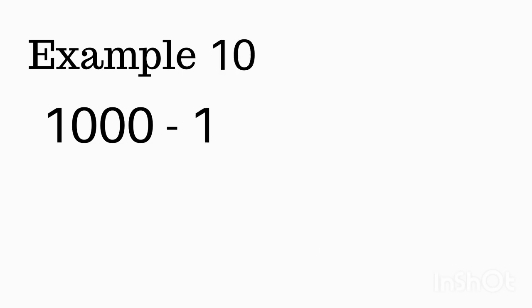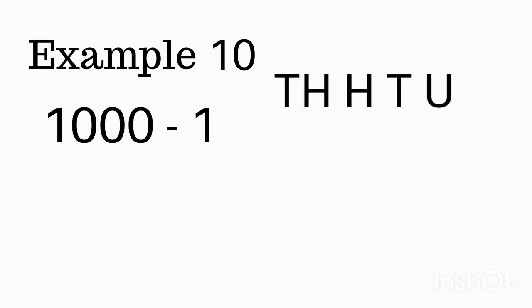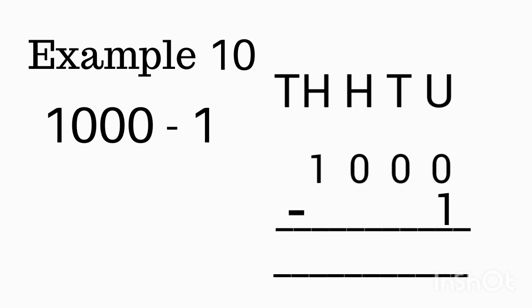Example 10. 1000 minus 1. 1000 has 4 digits, so we will place it under 1000, 100, tens, and units. We will place 1 under the units column, and we will put the sign and subtract. 0 minus 1, cannot. We move to the tens column to borrow, it is 0. We move to the hundreds, still 0. We move to the thousands column. We pick the 1 and place it beside 0 under 100. That gives us 10.